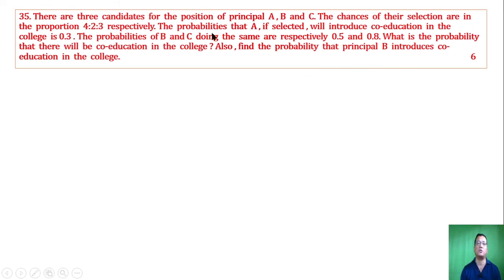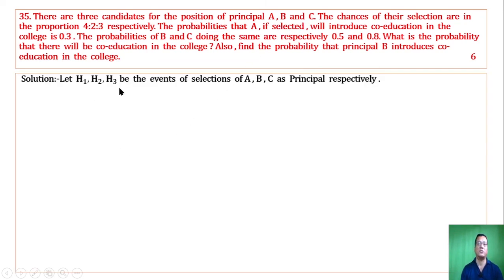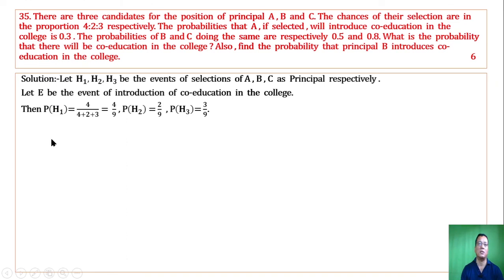There are 3 candidates for the position of Principal: A, B, and C. Let H1, H2, H3 be the events of selection of A, B, C as Principal respectively. Let E be the event of introduction of co-education in the college. Then P of H1 is 4 by 9, P of H2 is 2 by 9, P of H3 is 3 by 9. Also P of E by H1 is 3 by 10, P of E by H2 is 5 by 10, and P of E by H3 is 8 by 10.